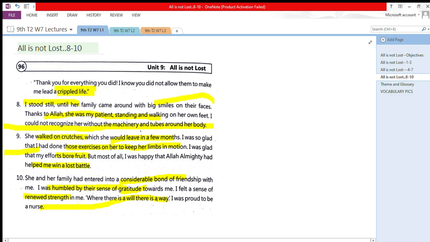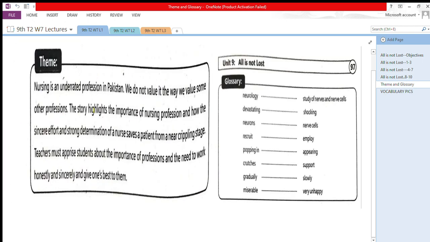Wherever you are, the theme of this lesson is, whatever your profession is, if you are willing to bring a change, you can do it. Sometimes we become hopeless that no, we can't do anything. This is not the way. If you want to achieve something, you can. So what is the theme?